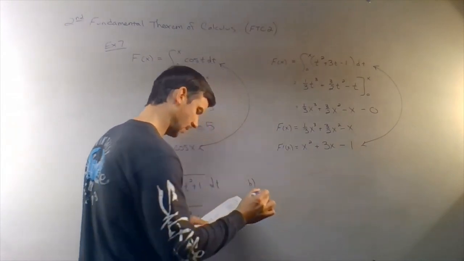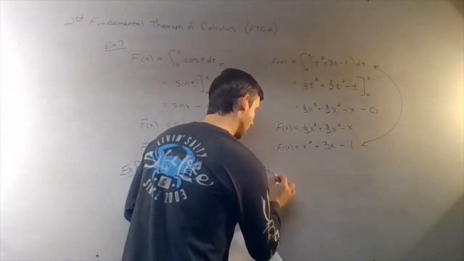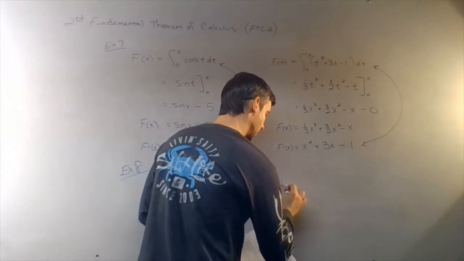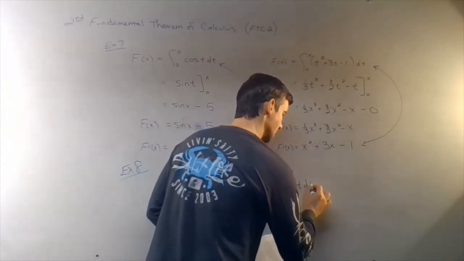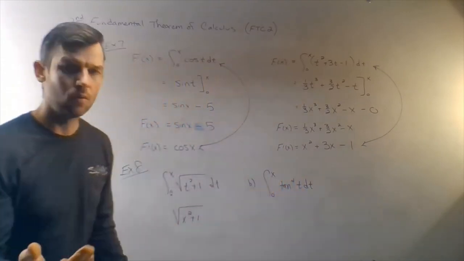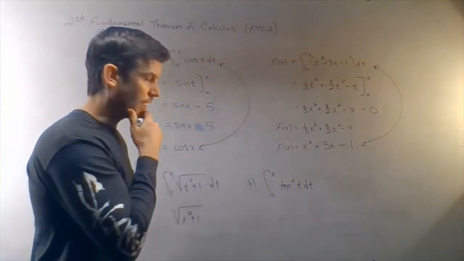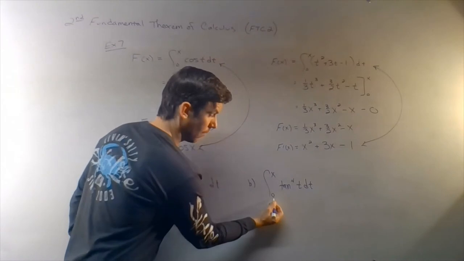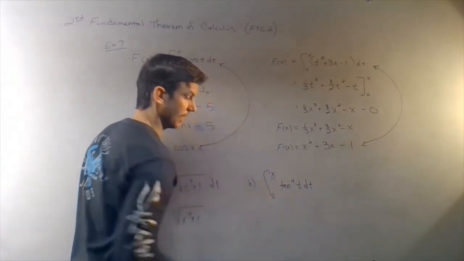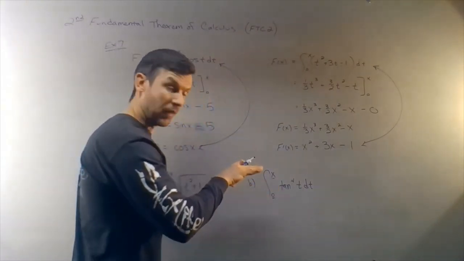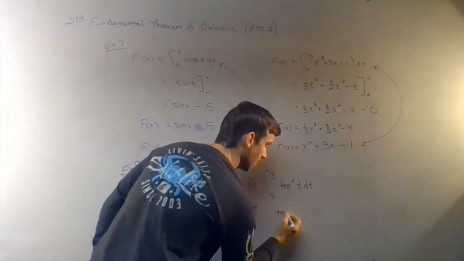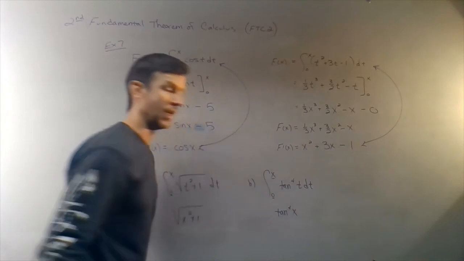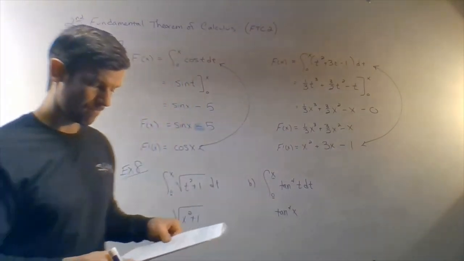Letter B, the derivative of this integral from 0 to x of tangent to the fourth of t dt. Once again, I don't know what that is necessarily, but because I'm doing the derivative, and we have a constant down here and an x right here, the second fundamental theorem says all I have to do is plug x in. I have that this is going to be the tangent to the fourth of x.